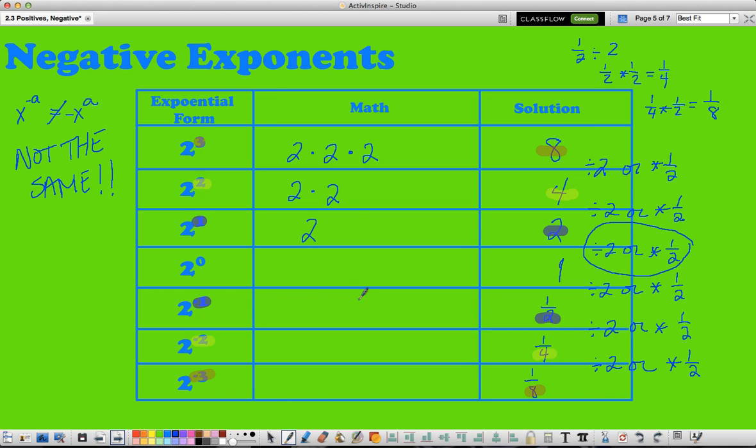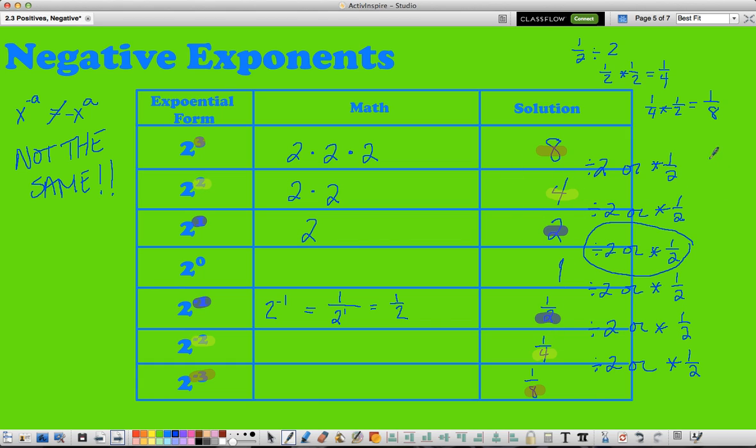So let's look at how mathematically we get from here to here. Well, we know that it automatically turns into a fraction. So anything to a negative exponent is actually going to turn into 1 over your exponential form. So 1 over 2 to the first power. Once you turn it into that fraction, it turns into a positive exponent. So it becomes 1/2.